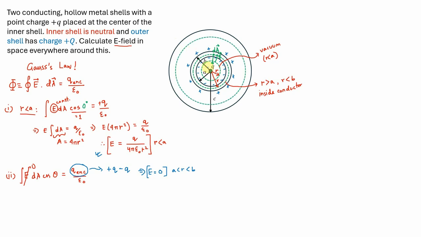So then the next region of interest for us would be the Gaussian sphere that is inside the outermost shell but outside the innermost shell. So the radius r for my new Gaussian surface would be greater than b but less than c. Okay, because it's inside the outer conductor but outside the two thick walls of the inner conductor.